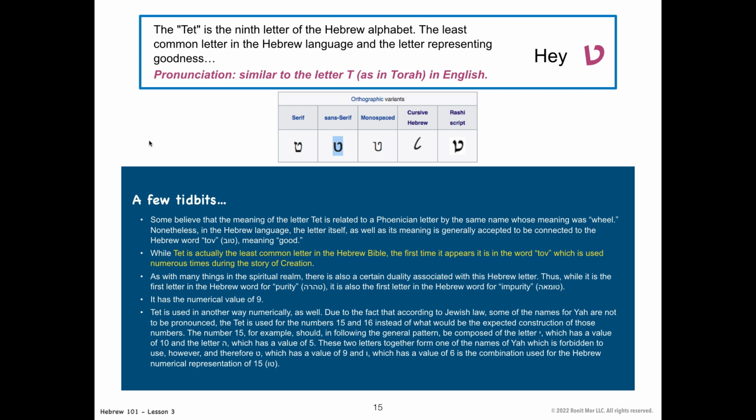These two letters together form one of the names of Yah, which is forbidden to use, and therefore Tet, which has a value of 9, and Vav, which has a value of 6, is the combination used for the Hebrew numerical representation of 15. The reason I mentioned it is because when you open a Hebrew Bible and you want to read it, the chapters and the verses are not numbered with digits. They are numbered with letters, okay? So when you are looking for chapter 15, instead of chapter 15, you will see Tet Vav, chapter Tet Vav.